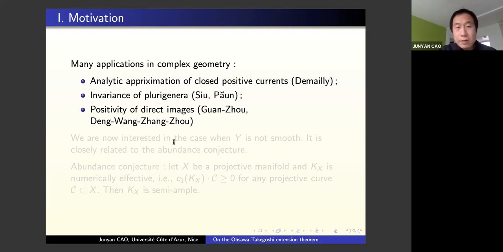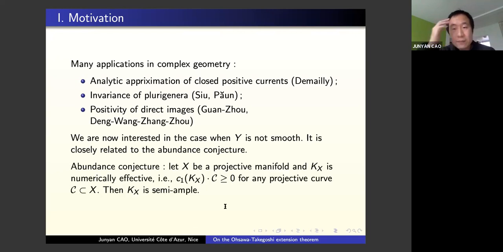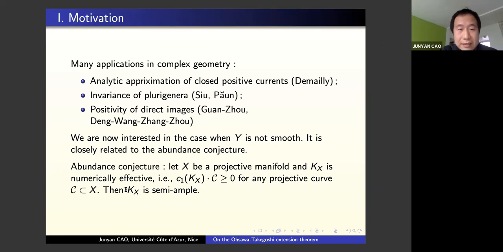Here in the case where the subvariety is smooth, but now we would like to be interested in the case where Y is not smooth. In fact, it's closely related to the abundance conjecture. We first recall the abundance conjecture. Let X be a projective manifold, and suppose that the canonical bundle is numerically effective, that means that its intersection with any projective curve is non-negative. In this case, the conjecture predicts that KX is semi-ample.